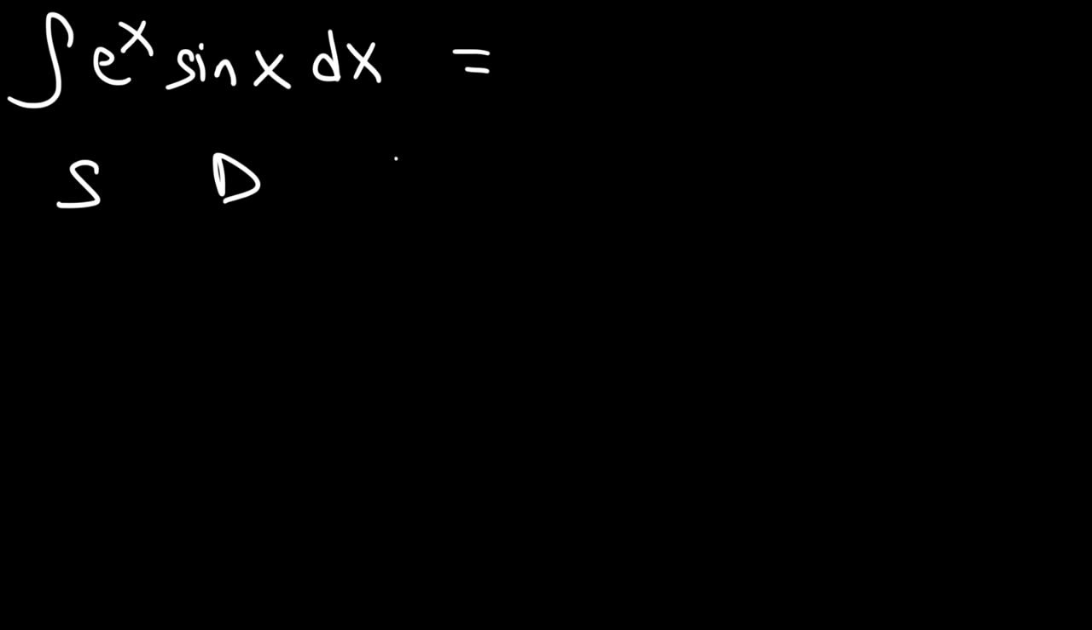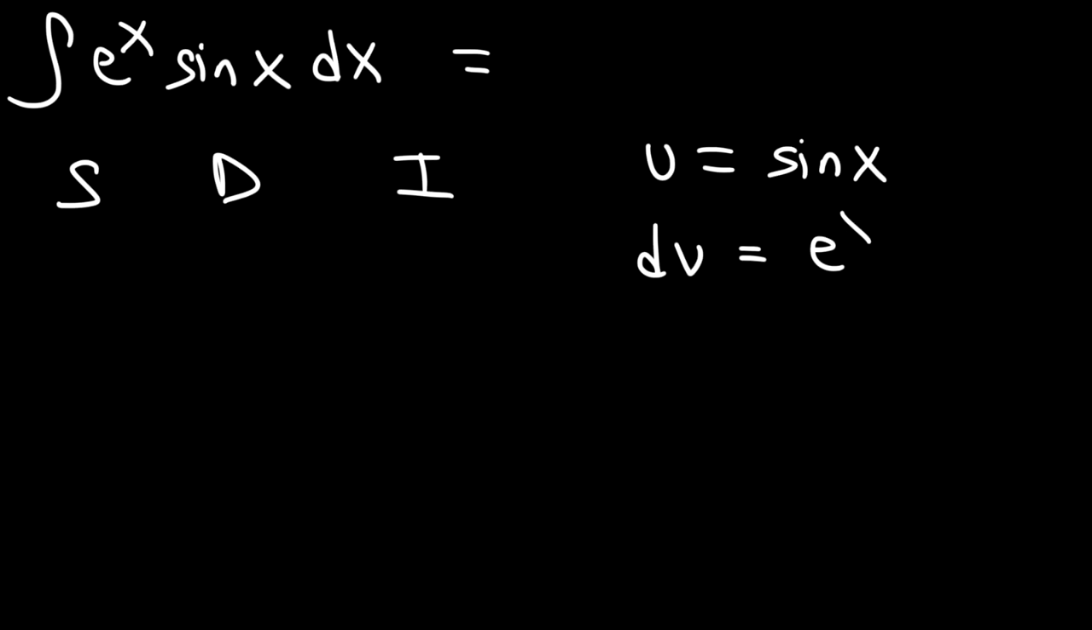So what about this problem? The integral of e to the x sine x dx. Can we use the tabular method for this problem? What do you think? Well, let's try it. So let's have signs, derivatives, and integrals. Let's make u equal to sine x, because it's easy to find the derivative of sine. And let's make dv e to the x dx.